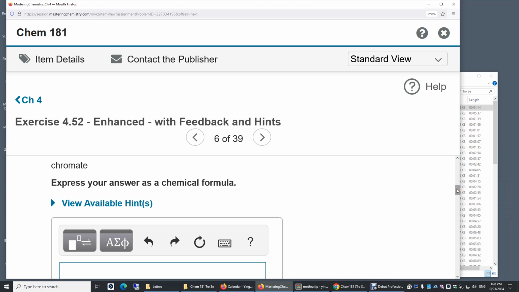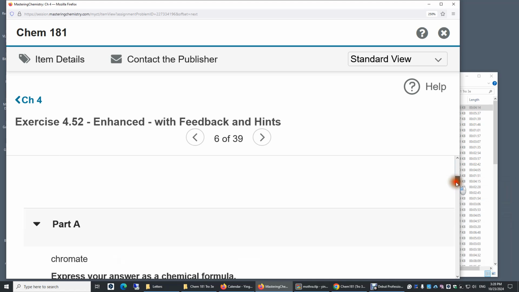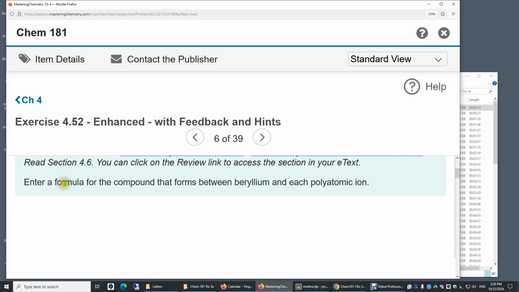Chapter 4, Exercise 4.52. Enter a formula for the compound that forms between beryllium and each polyatomic ion. A beryllium atom loses 2 electrons to form beryllium 2+ in an ionic compound.